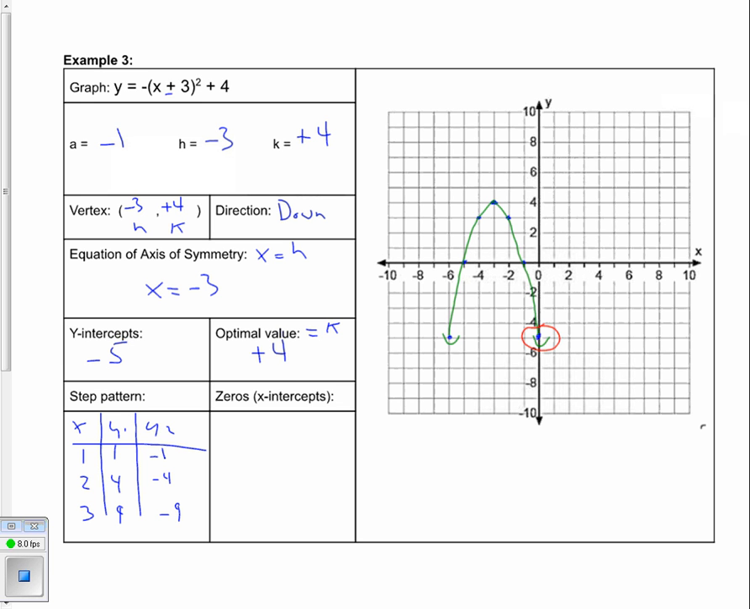We can also figure out what our zeros are. The zeros happen when the parabola crosses the x-axis. And so our x-intercepts actually happen at -5, and it also crosses at -1. So there are 2 different locations for which this particular equation crosses the x-axis, so 2 x-intercepts.